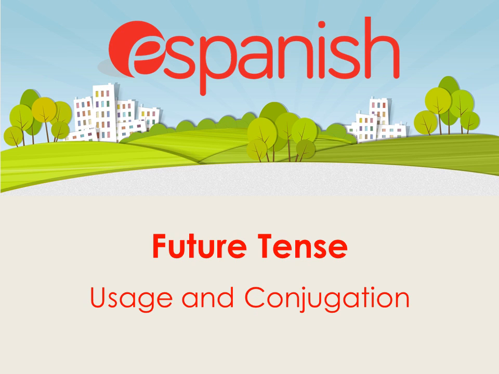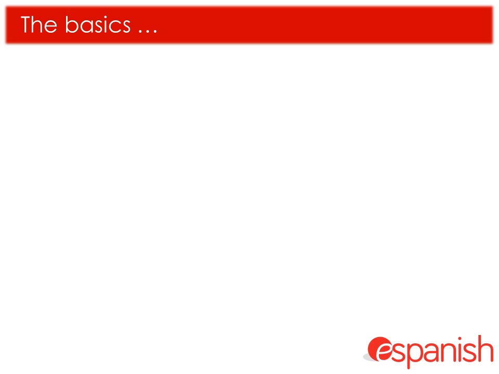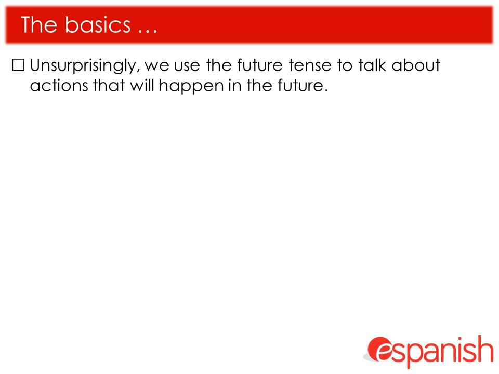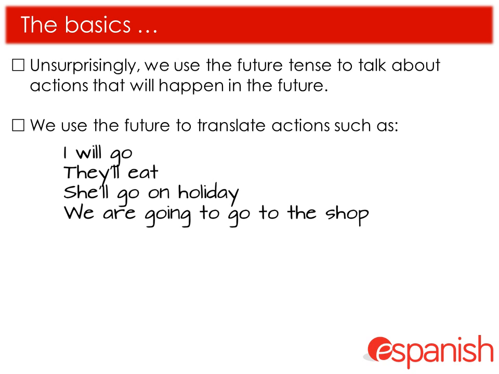Today we're going to look at the future tense. Okay, so the basics first of all. We use the future tense to talk about actions that are going to happen in the future, which isn't really surprising, I suppose. And we can translate the future using the following constructions in English. So we can say things like, I will go, they'll eat or they will eat, she'll go on holiday, and we are going to go to the shop. So whenever you're translating the future back into English, you can use these constructions.